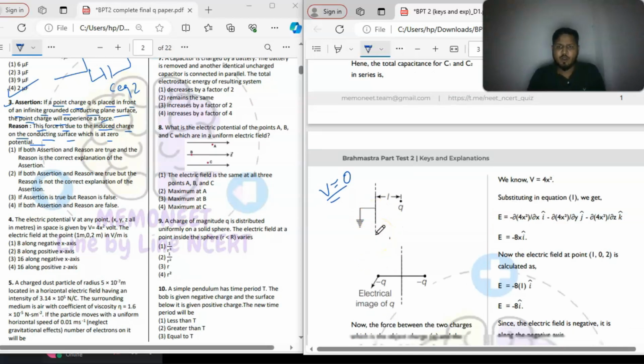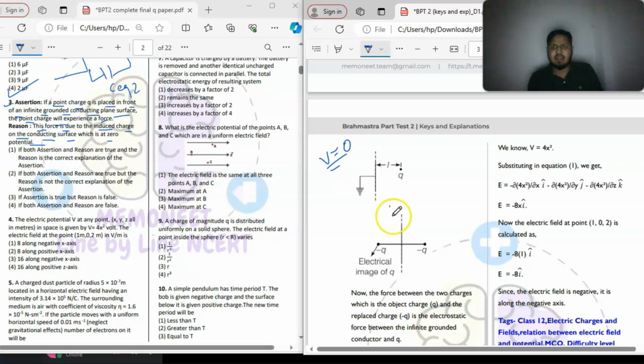So what we have to do? We replace the infinite plate with an image of Q which is at a distance of L from here. Okay, so this distance is L. So this is also L. So what is the total distance between the Q and minus Q? Here is the plus Q, and here is the minus Q. This is the electrical image of Q, right? So what is the distance between them? This is 2L.